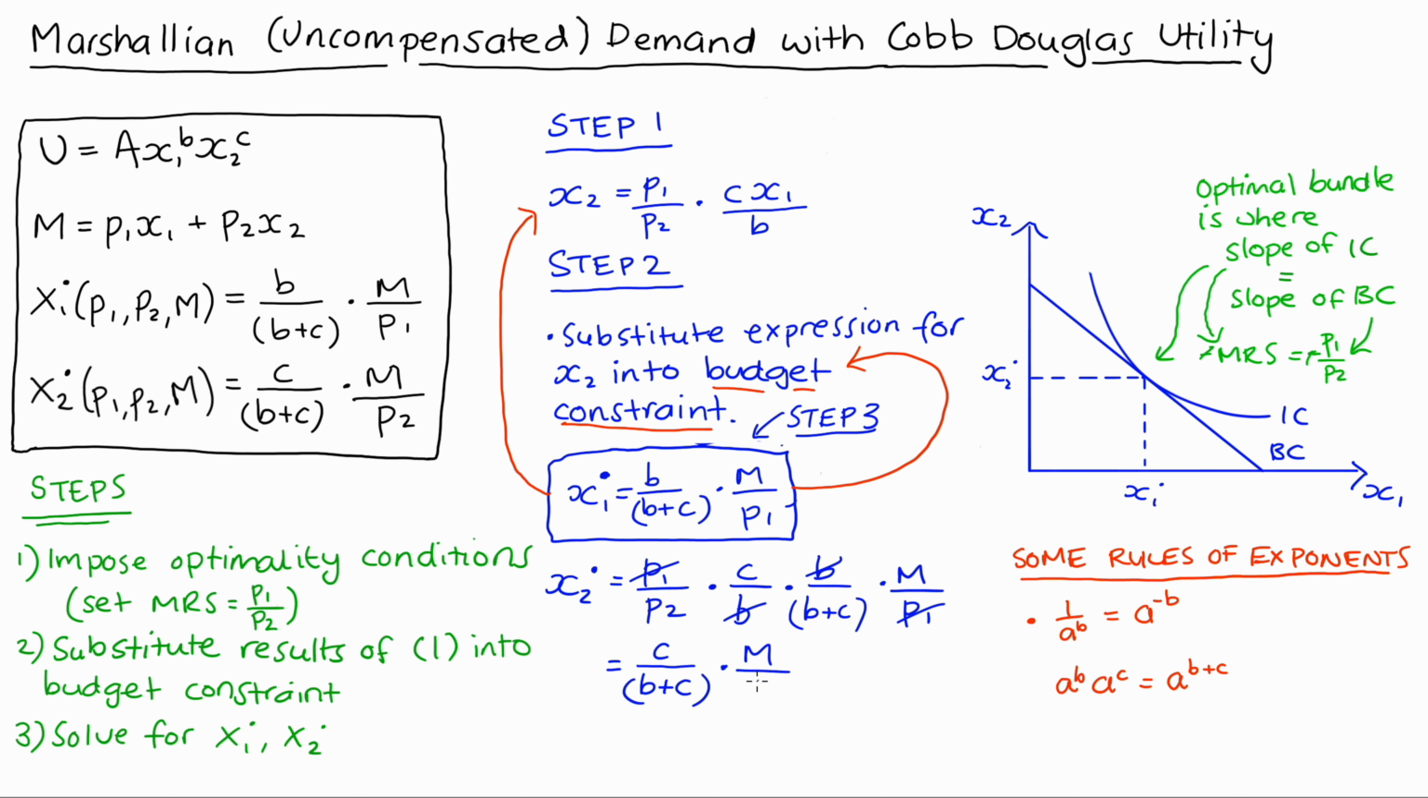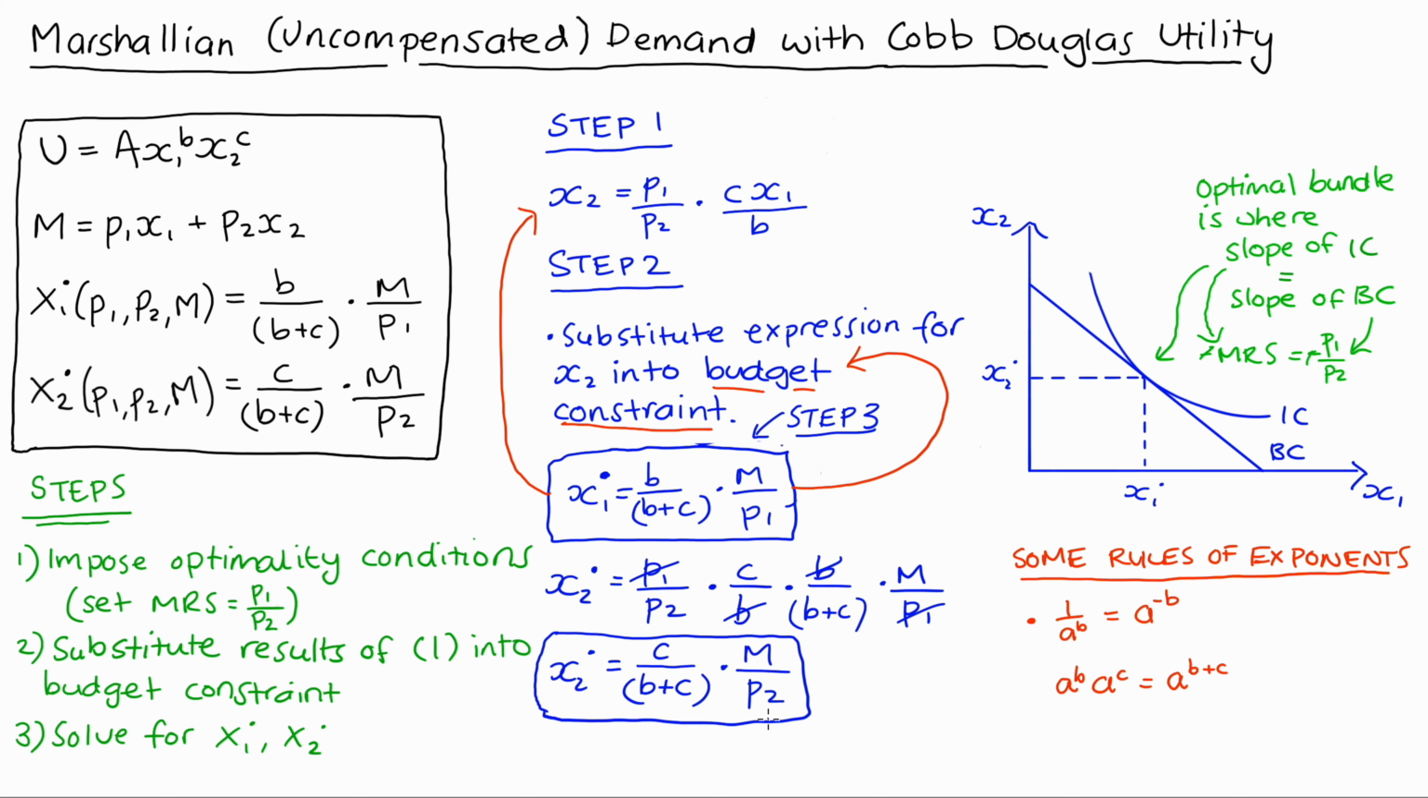So that's our demand for good 2, and it's incredibly similar to our demand for X1, except C is on the numerator instead of B, and P2 is on the denominator, not P1. And that's how we get to our Marshallian demand functions when we have Cobb Douglas.